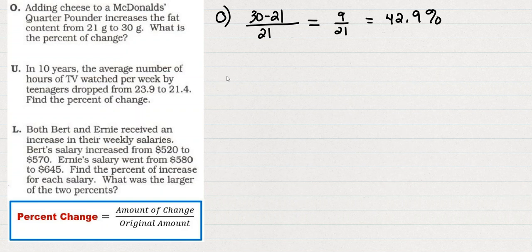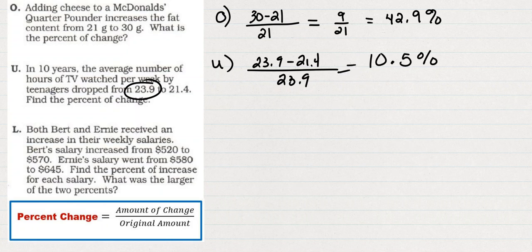And in 10 years, the average number of hours of TV per week actually went down. So if I do the subtraction, 23.9 minus 21.4, and divide by the starting point, the 23.9, then I'm going to get percent change of 10.5%. Now this next one's a little bit more involved.